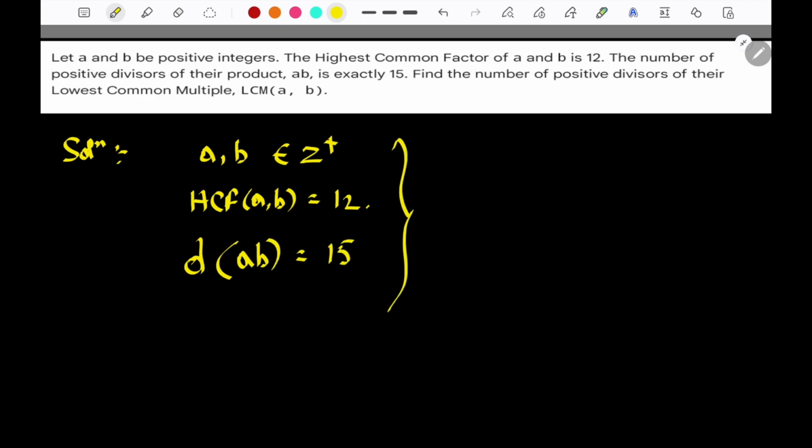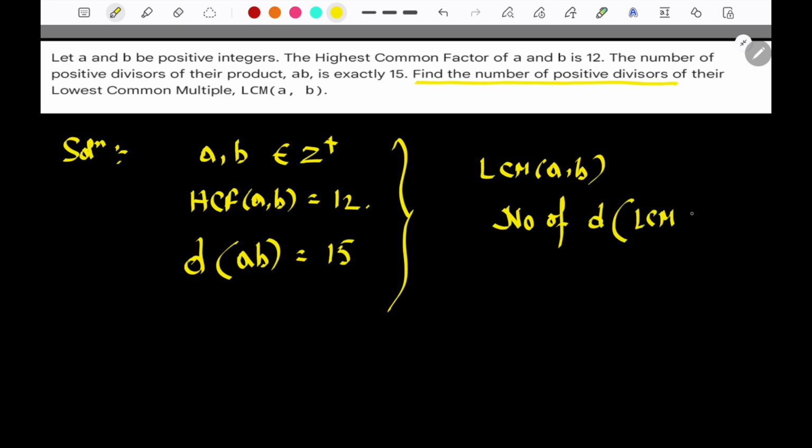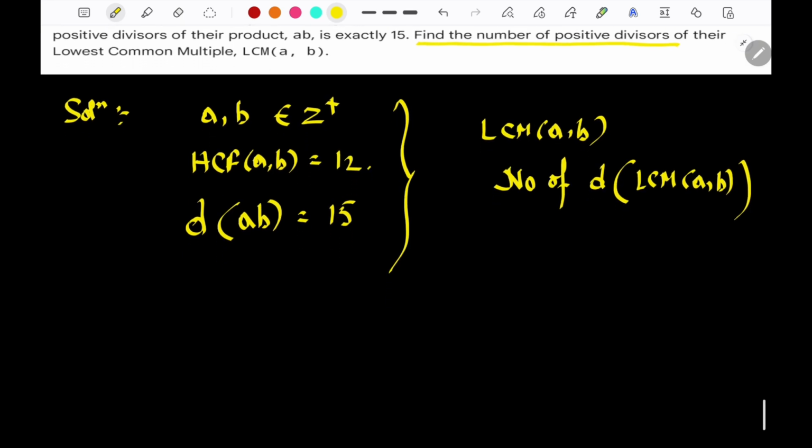What is the value that they are asking? Find the number of positive divisors of the LCM. It means they are asking what can be the number of positive divisors of their LCM. So we will be talking of LCM of A, B and we'll be checking the number of positive divisors of the LCM of A, B. That is what they are saying. Okay, done. Now let's check out. D of AB is 15.